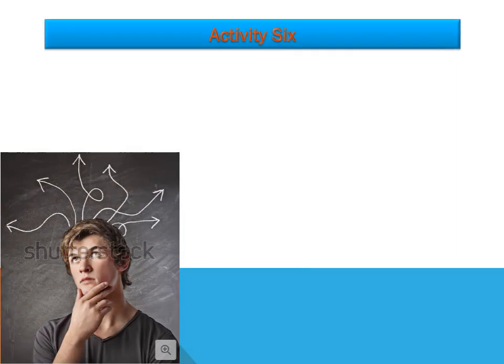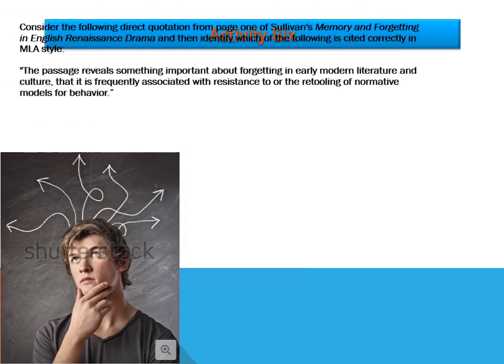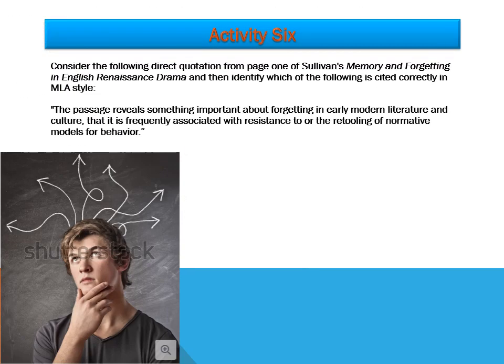Activity 6 is a bit tricky because it's practical and it looks like an authentic test. I have picked a quote from the book of Sullivan, which is entitled Memory and Forgetting in English Renaissance Drama. All you need to do is read this passage carefully, then consider which option is valid when it comes to in-text citation. Is it option A or option B or option C?